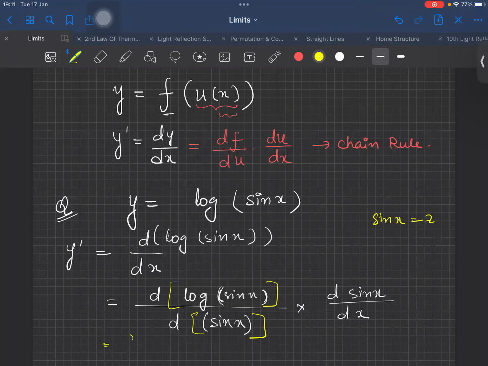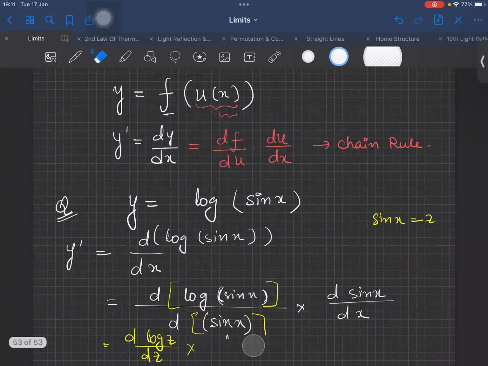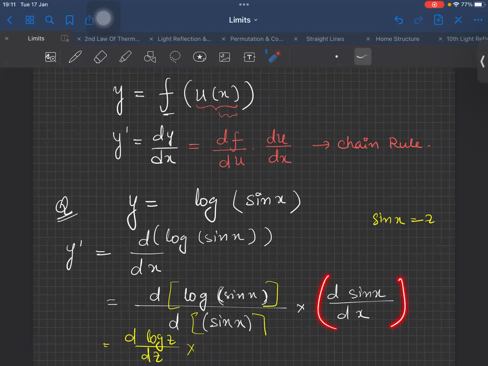So you can write d of log z upon dz, right? This one is multiplied by d sine x upon dx, which you just leave as it is. What is the derivative of sine x? Cos x, right? Cos x.